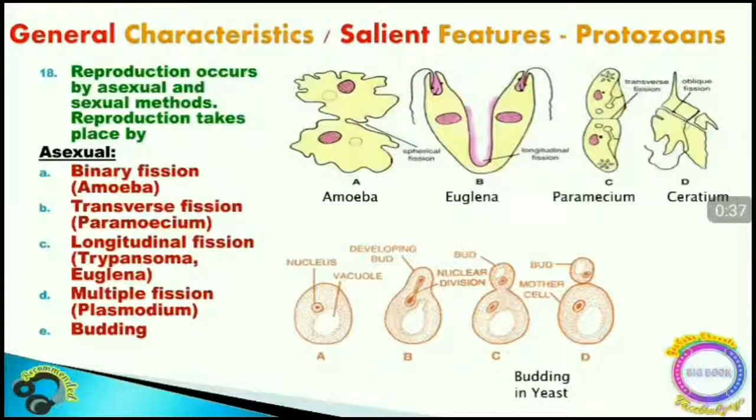So here at the bottom, you can see the spherical fission within Amoeba. Euglena shows longitudinal fission, and Paramecium shows transverse fission, and Ceratium, a unicellular organism, shows oblique fission. So this is how asexual reproduction takes place. Here the organism divides the protoplasm, and it gives rise to two new offspring.